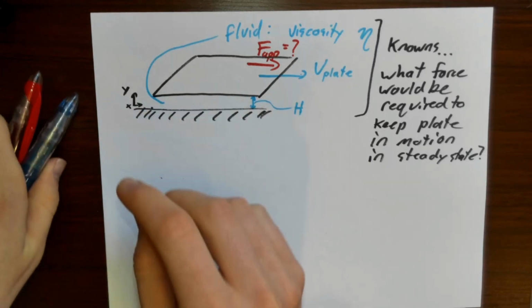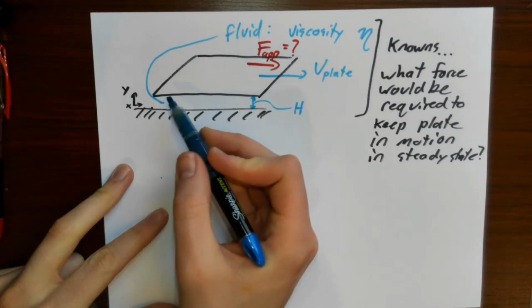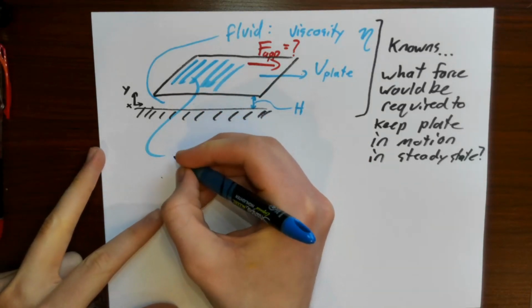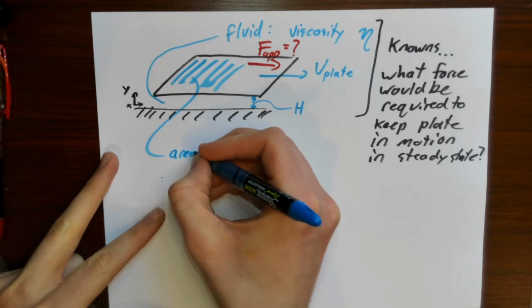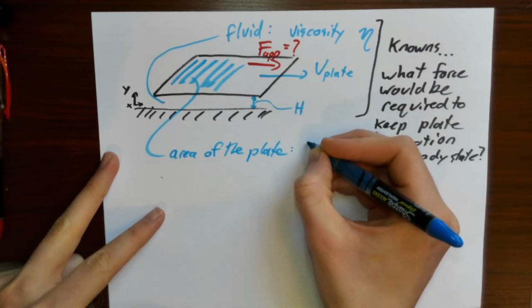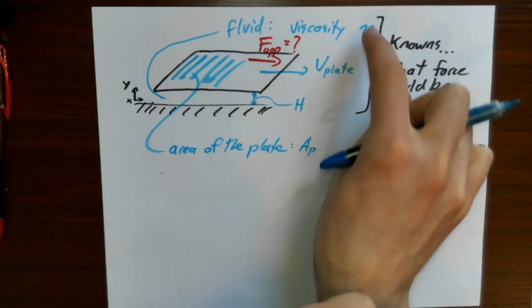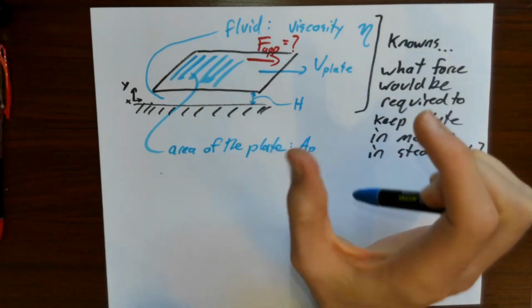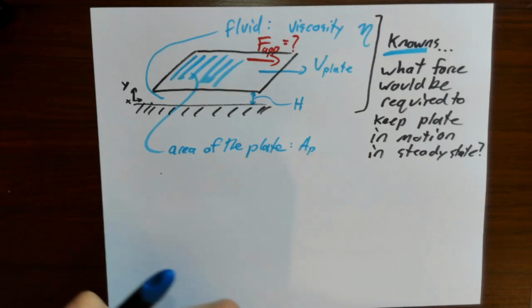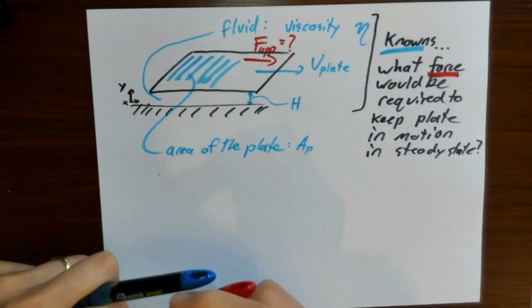Oh, one last thing that we'll need to know is the area of the plate. Sorry, forgot to tell that. That's going to be an important variable that we know. Right, so all the stuff in blue we're going to treat as knowns, and we're looking to solve for what this unknown force would be.